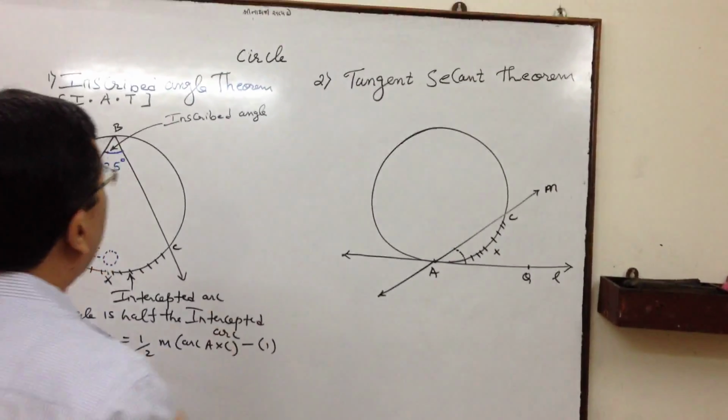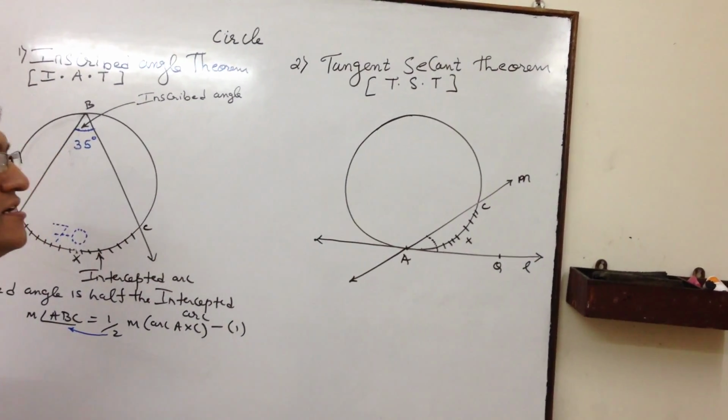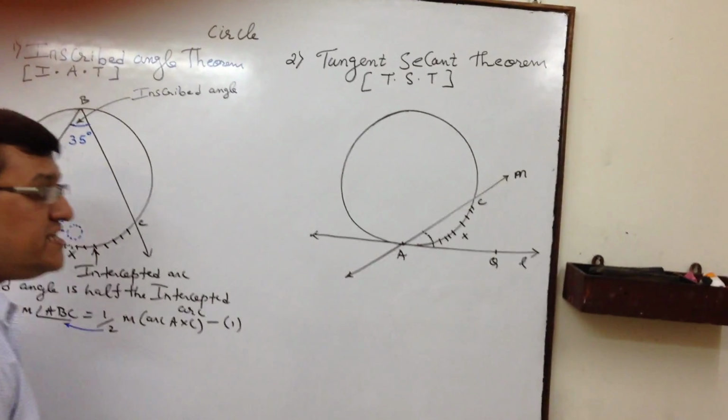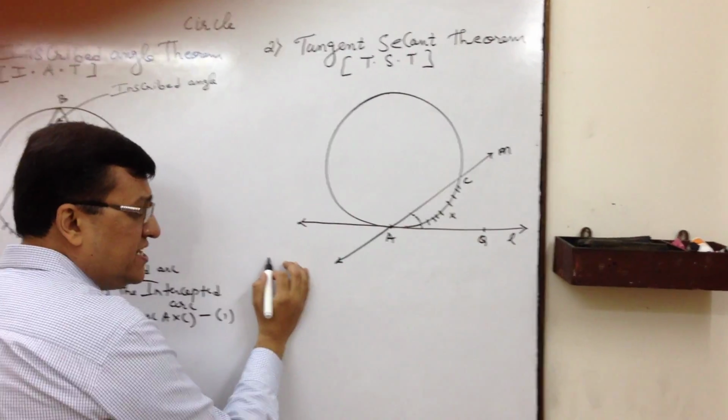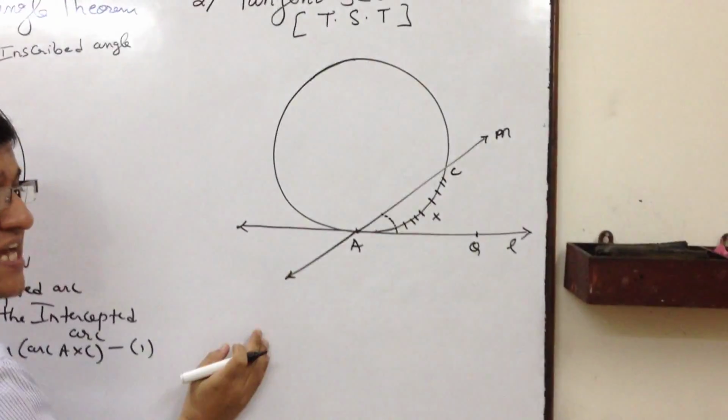Absolutely on a parallel line. How I stated the inscribed angle theorem as IAT, I from my side say this as TST, tangent secant theorem. Now what does the tangent secant theorem have to say? It also says the same. The angle so formed is half the intercepted arc.